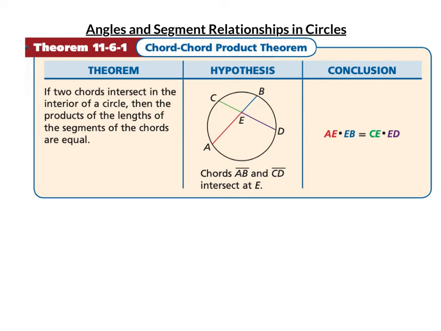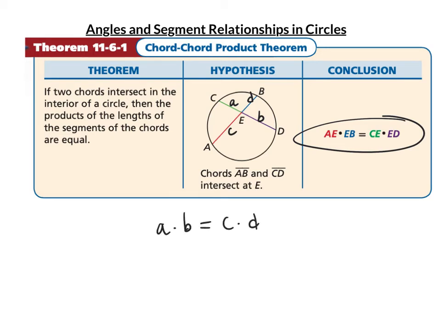Let's simplify this a little bit. Notice the two chords where they intersect. Call this A and this B and this C and that one D. What this theorem is saying then here is that A times B is equal to C times D. Isn't that a cool relationship?